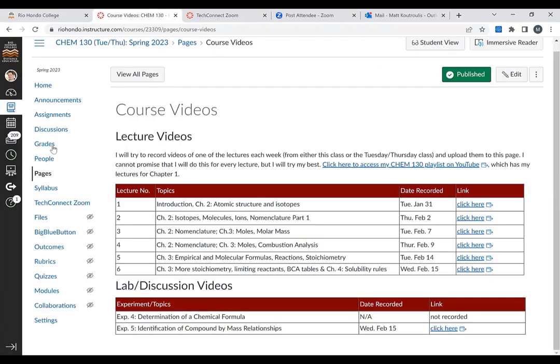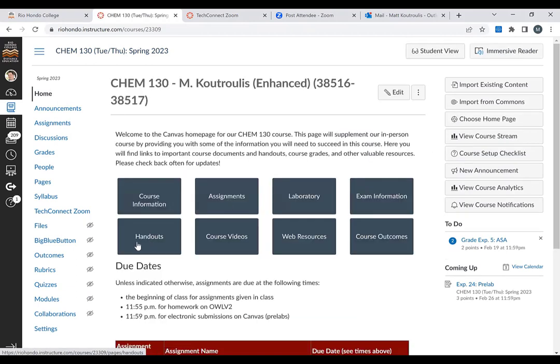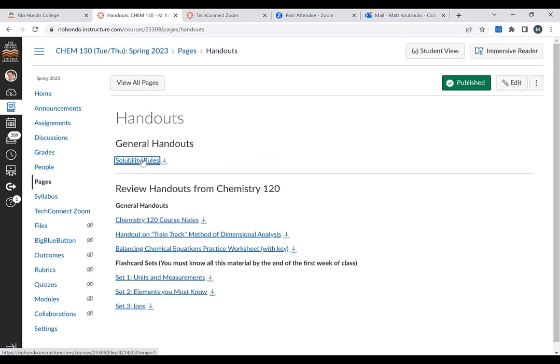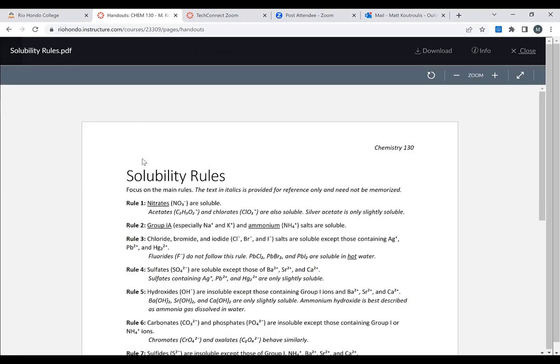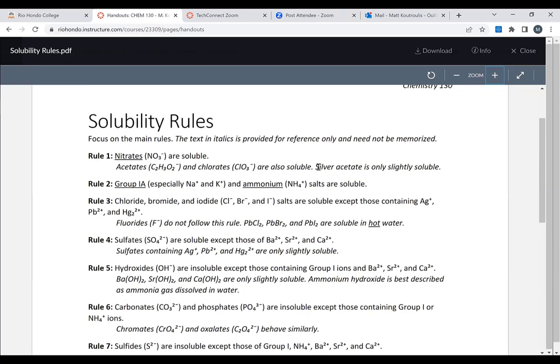to my website here, under handouts, under the solubility rules. For us, the most important type of strong electrolyte is this. Anything on this page that says it's soluble is a strong electrolyte. Okay? So for example, anything with nitrate ion is soluble in water. And since it's ionic, that means it also dissociates. It doesn't just dissolve, it dissociates.